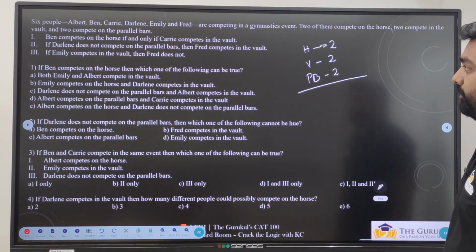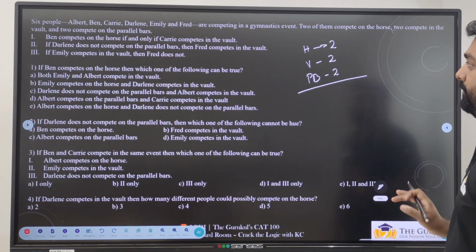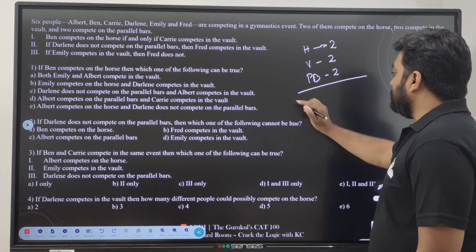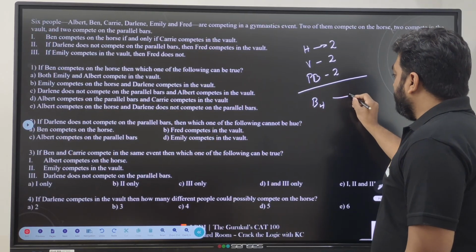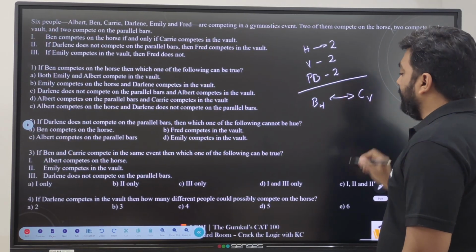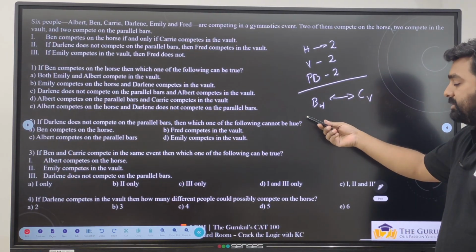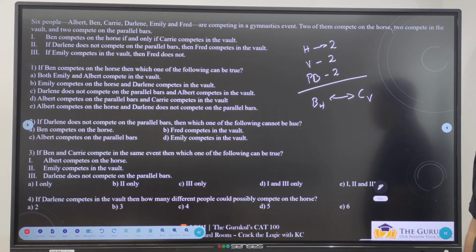B competes on the horse if and only if C competes in vault. So B competes in horse if and only if C competes in vault. So if C is competing in vault, B will compete in horse. If B is competing in horse, then definitely C is competing in vault. That is the first condition.